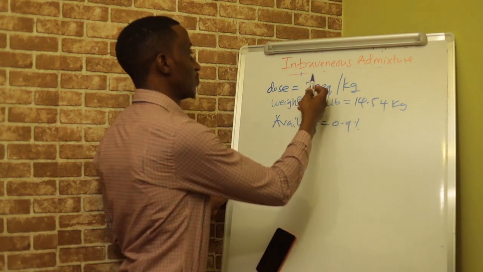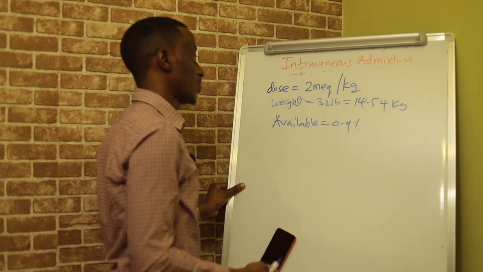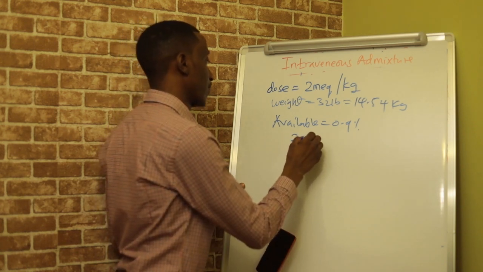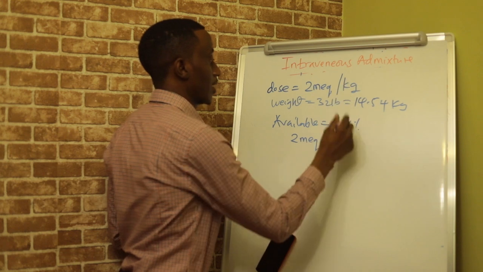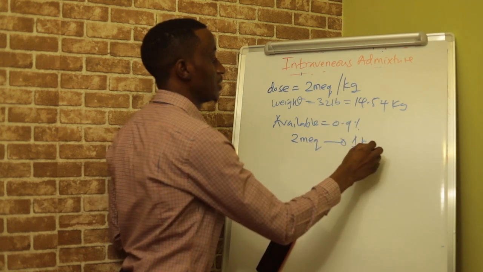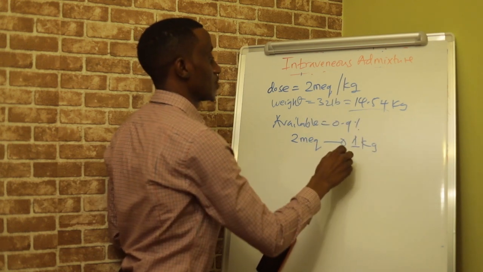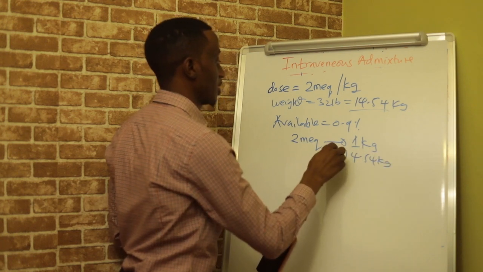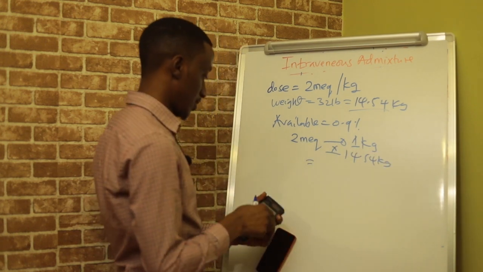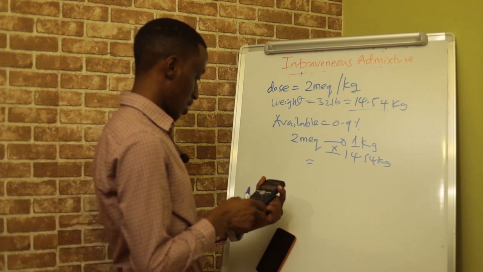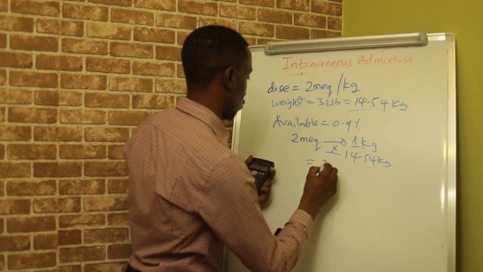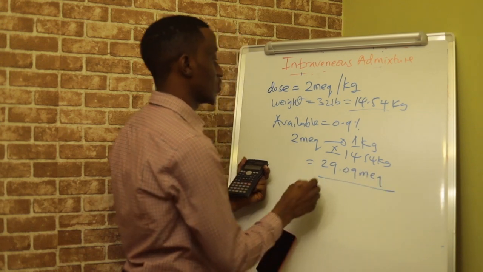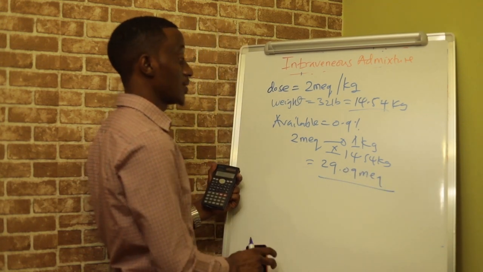So first we need to know the total milliequivalents to be consumed by this patient. So 2 milliequivalents were to be consumed by a 1 kg person, but this person has got 14.54 kilograms. So how much milliequivalent should be taken by this patient? This is times 2, you get 29.09 milliequivalents. So these are the total milliequivalents to be consumed by this patient.